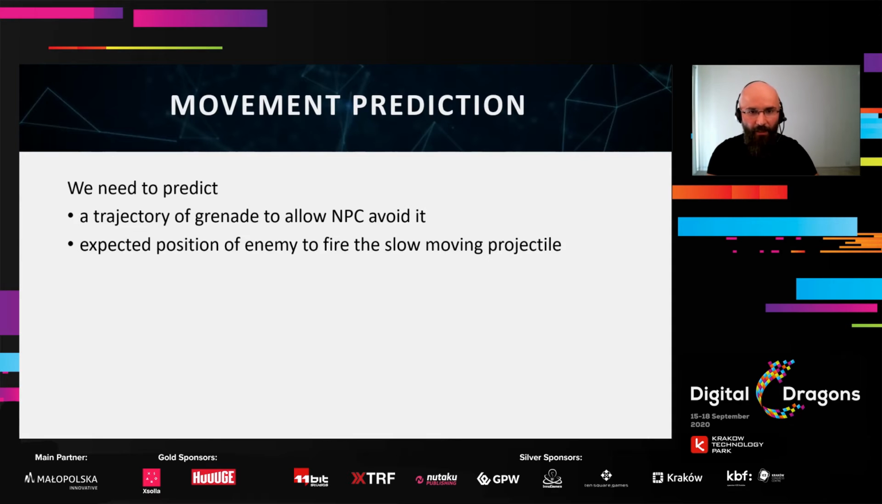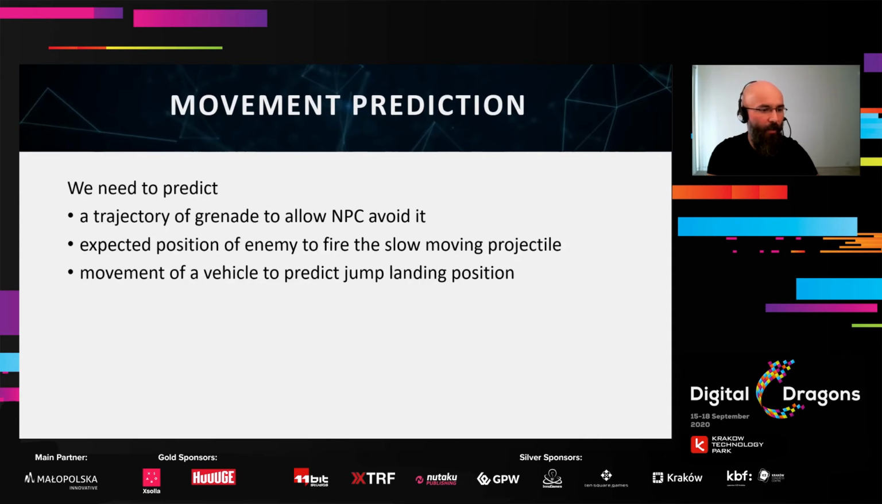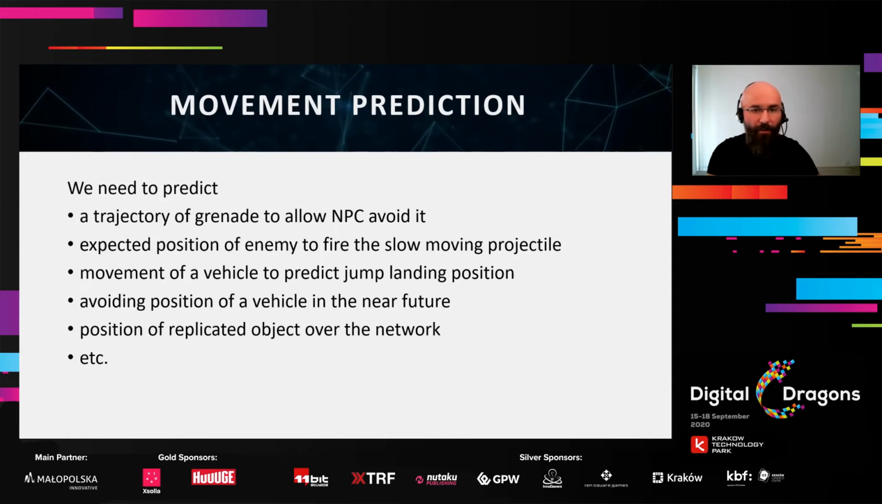Also, the position of a character when we want to fire some projectile towards it, or the movement of a vehicle for a jump, to predict the landing position, or the position of a vehicle when we want the NPC to avoid the vehicle in the near future. And also for replication in multiplayer, it's a very common technique to predict the movement of usually characters, because we usually don't have so much data in multiplayer, so we need to compensate with prediction.